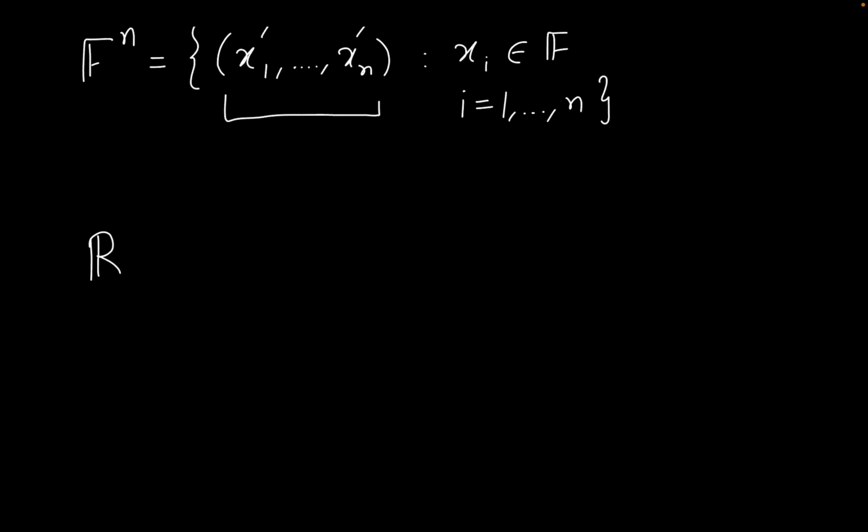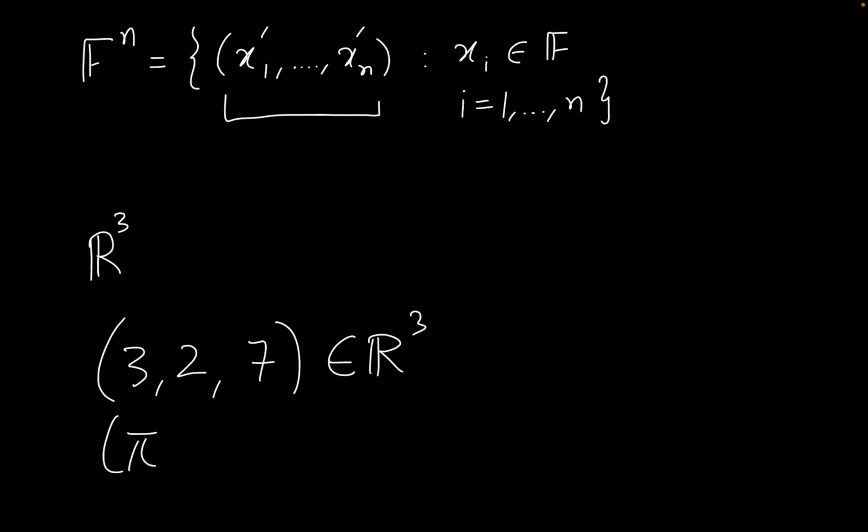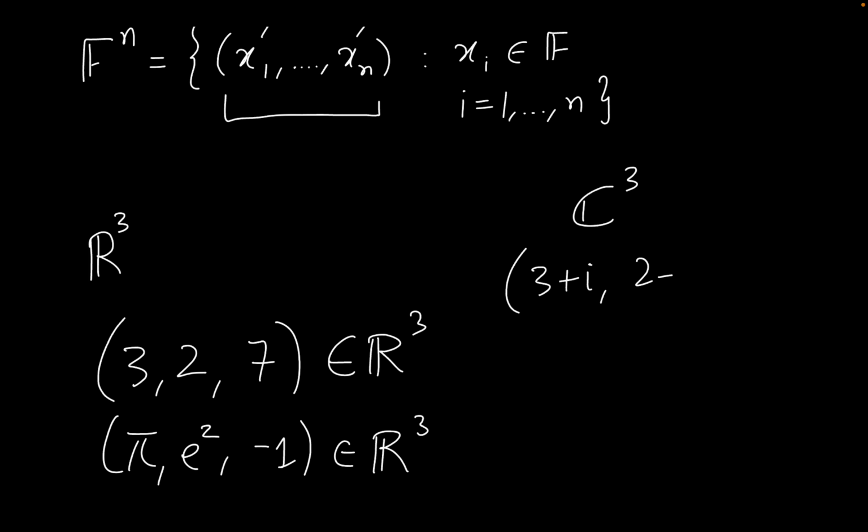To make this a bit more concrete, let's say our field was R. Members of R3 would look like this. We would have 3, 2, 7, and that would be in R3. Similarly, pi, e squared, -1 would all be in R3. And if we wanted to consider C3, the set of all lists of length 3 where each of the elements in the list is a complex number, we would have something like 3 plus i, 2 minus 2i, and then -1, where -1 is really -1 plus 0i, but we're just going to write it as -1. That's fine too.